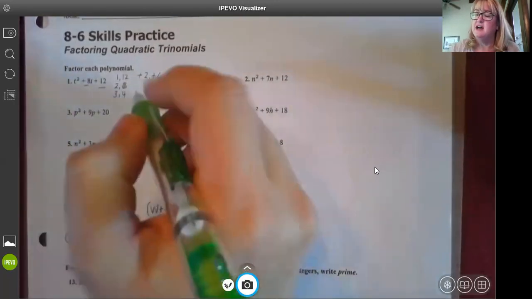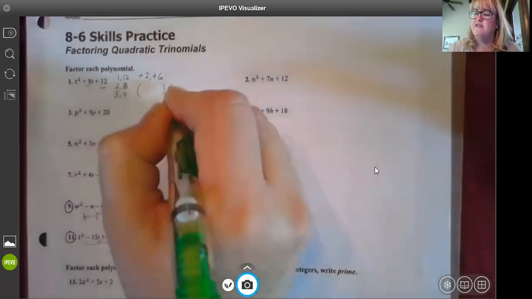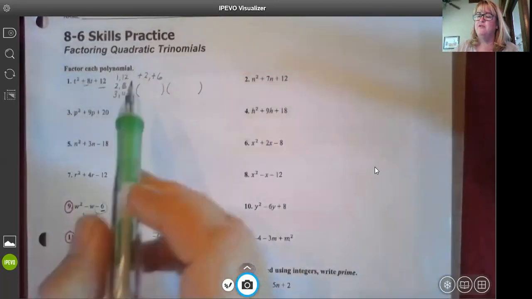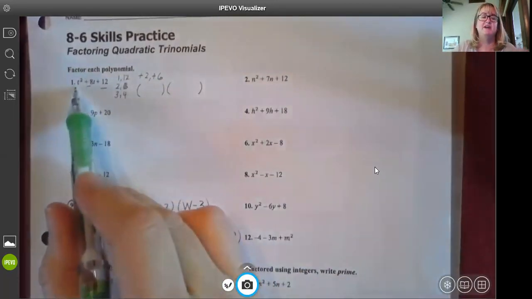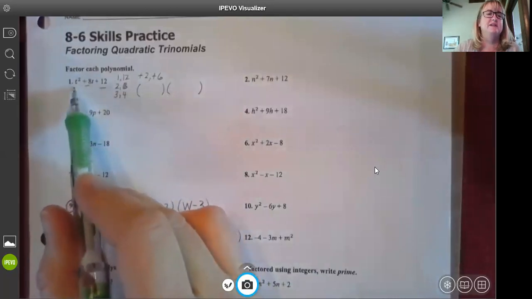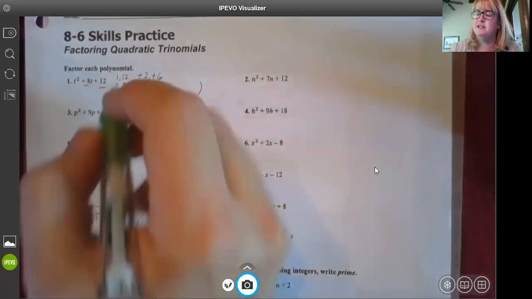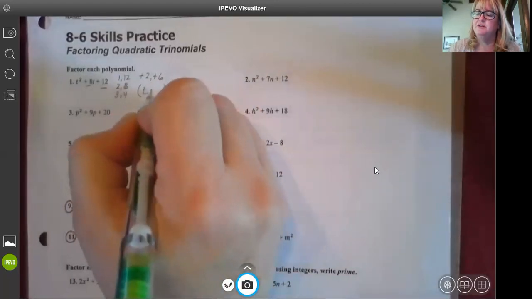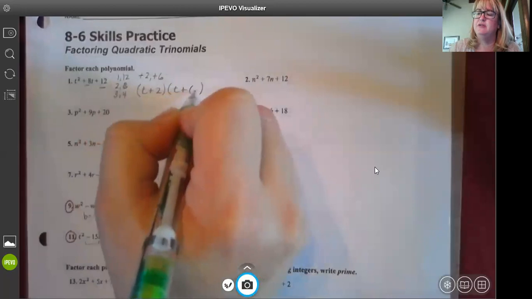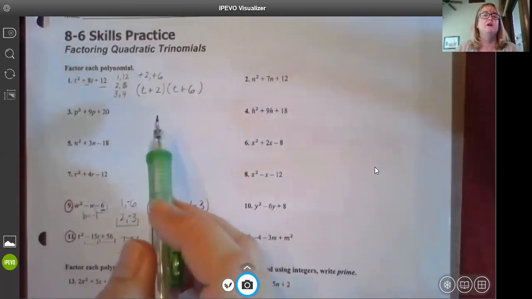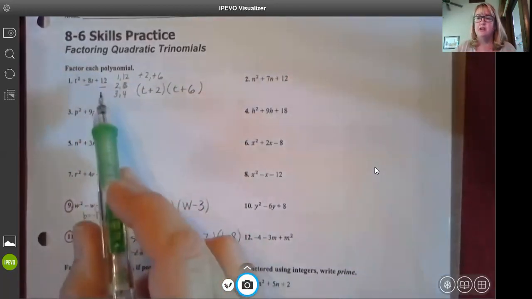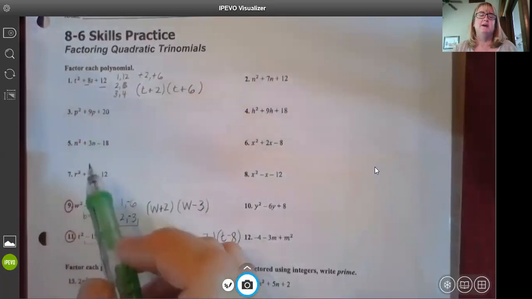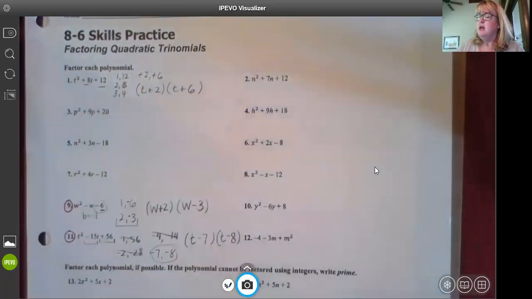So once I do that, then I have part of my factored form. The first term, t squared, would be t times t. And then we got the plus 2 and the plus 6. And you can always use FOIL to multiply them out to make sure that you're getting what you started with.